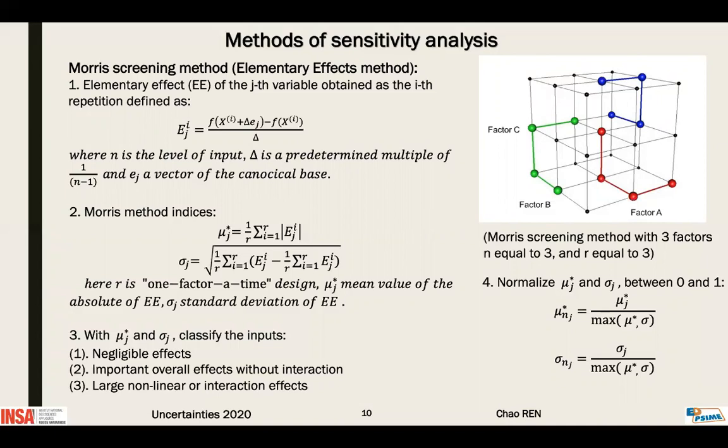be evaluated. With the mean value and the standard deviation of each factor, we can classify the factors into three groups. One, the factor has little effect. Two, the factor has an important overall effect without interaction. Three, the factor has a large linear and interaction effect. In this study, the mean value and the standard deviation are normalized with the equations on the right.